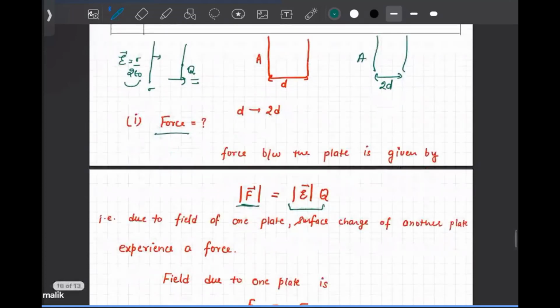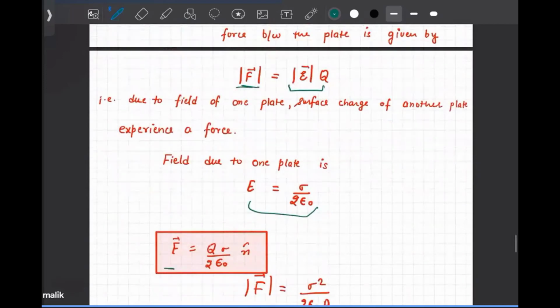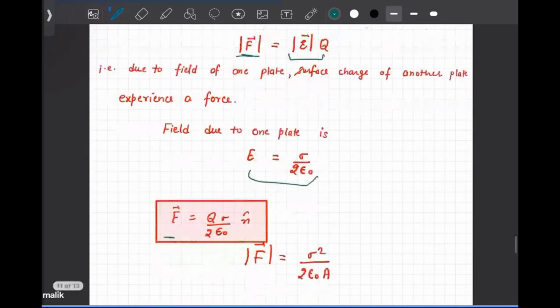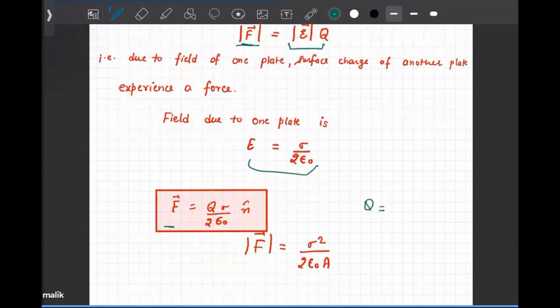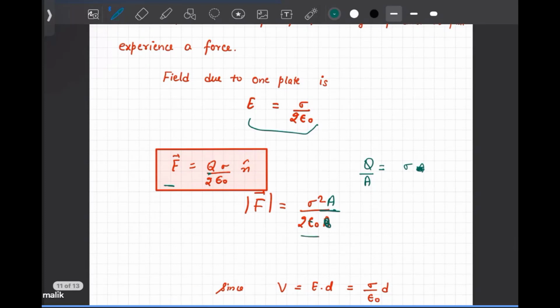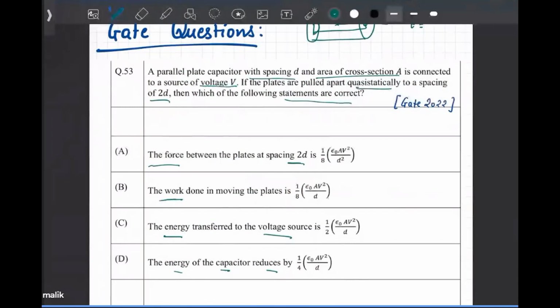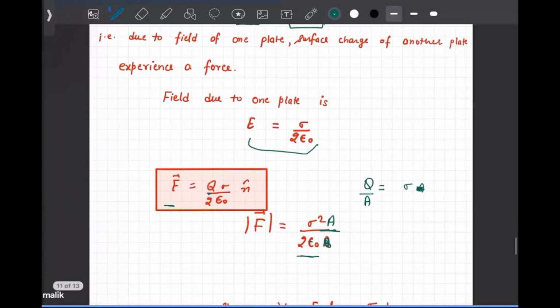Since the electric field due to one plate is given by sigma upon 2 epsilon naught, the force is given by Q times sigma upon 2 epsilon naught. And we can write Q in terms of the surface charge: Q upon A is equal to sigma, so Q is sigma into A. Then the force becomes sigma square A upon 2 epsilon naught. But the answer is given in terms of epsilon naught A V, so we have to see how V depends on sigma and A.